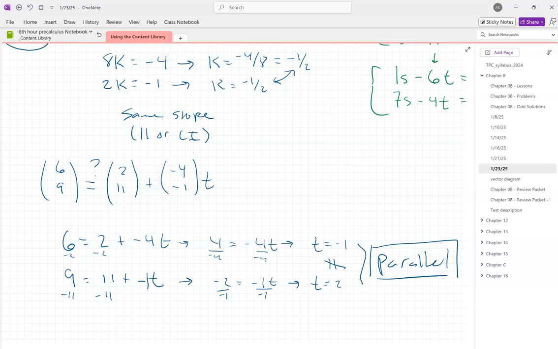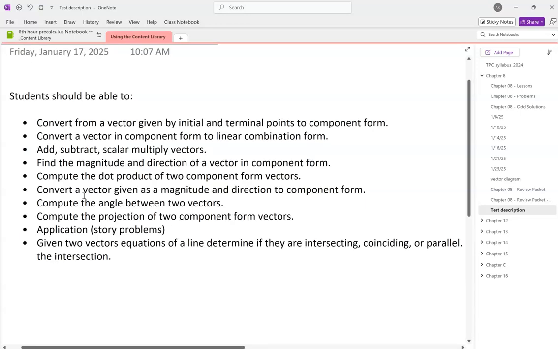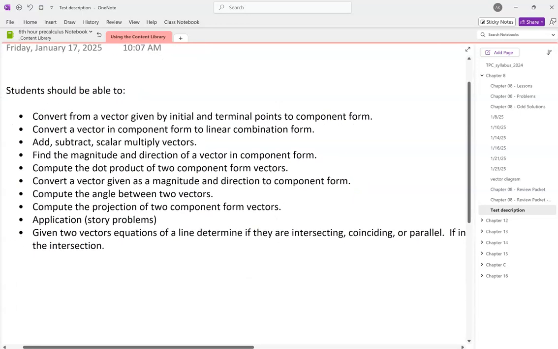So if you look at your test description that I put up on the OneNote, students should be able to convert a vector given by an initial and terminal point to component form. That's the head minus tail rule, right? Convert a vector in component form to a linear combination form. That's just tacking a plus i onto the x component and a plus j onto the y component, right? Should be able to add, subtract, and scalar multiply vectors.